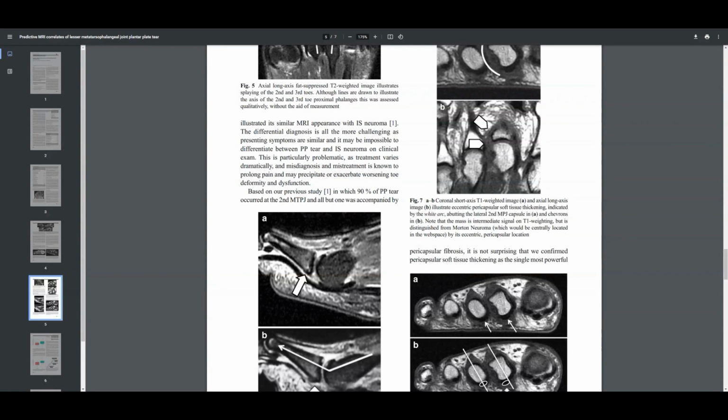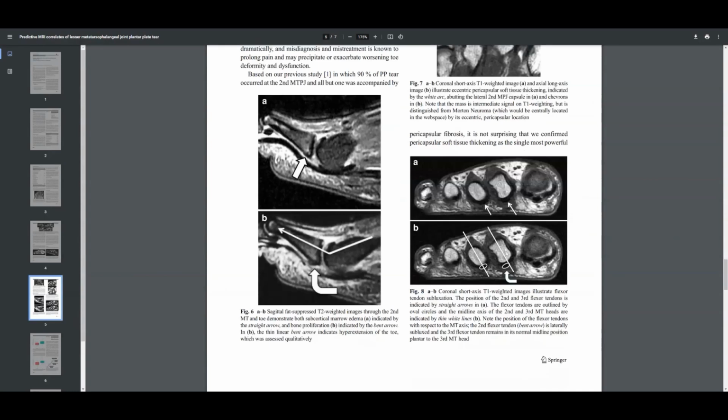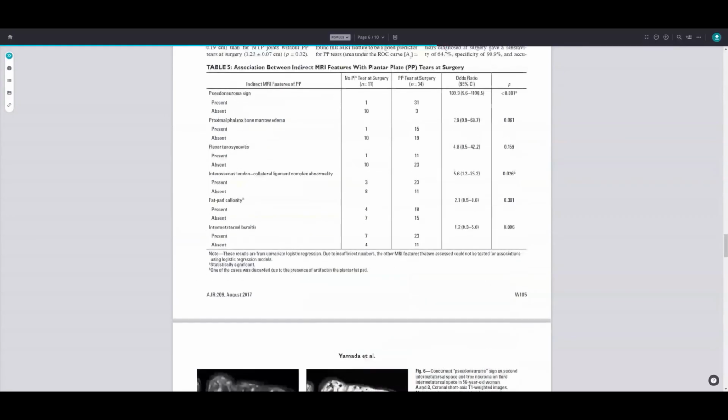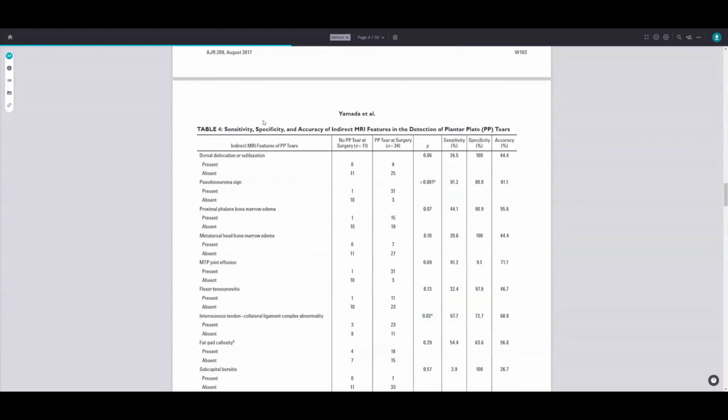So I think adding to it would be to add in the MRI some of the features of what we're seeing. And I simply state this as metatarsus adductus, or rotation of the metatarsal bases towards the great toe, just to give an idea. And I do talk about the forefoot parabola. Furthermore, they looked at many different indicators as to sensitivity, specificity, and accuracy of these indirect MRI features in detecting plantar plate tears. So they looked at things like dorsal subluxation, pseudoneuromas, and proximal phalangeal bone marrow edema.